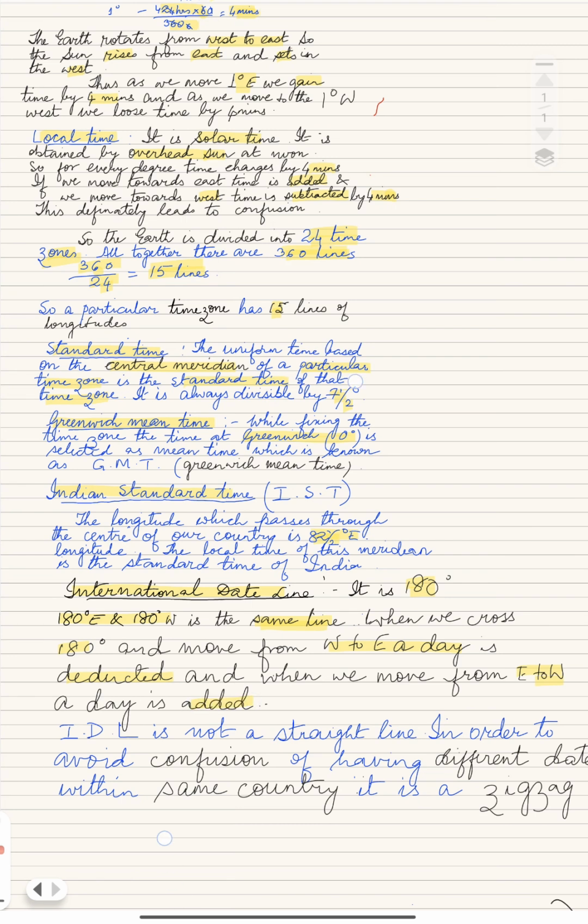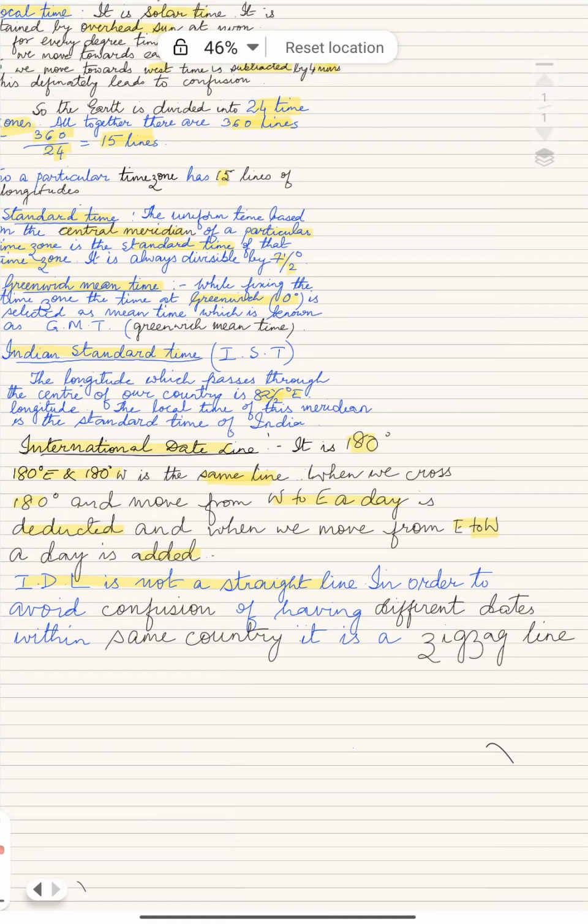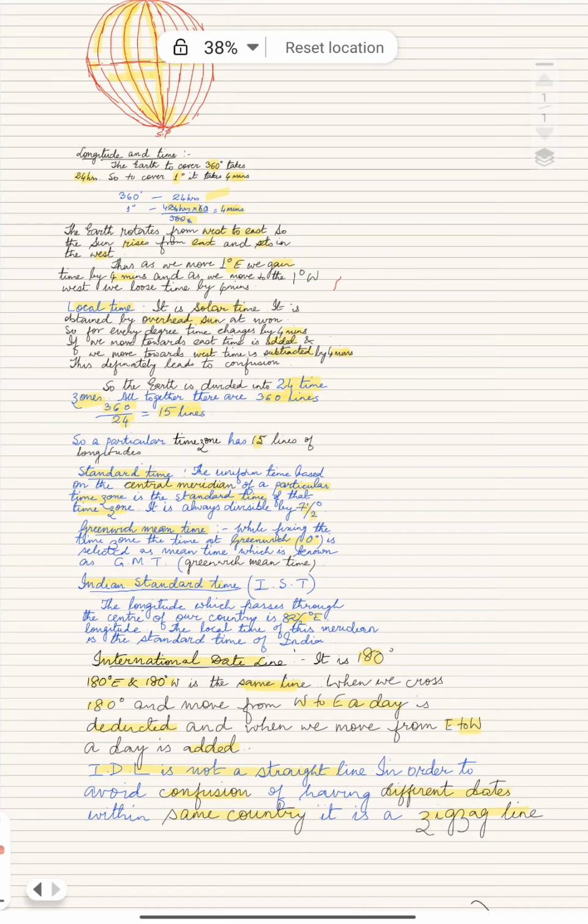Therefore, children, this international date line is not a straight line. Why? Because in order to avoid confusion of having different dates within the same country, it is a zigzag line. Children, you must have seen that I have highlighted some words. These words which I have highlighted are the keywords.